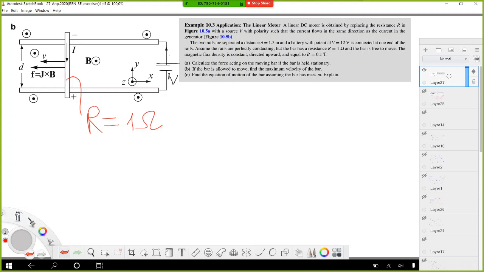Okay, the magnetic flux density is constant and directed upward and equal to 0.1 Tesla. We need to calculate the force acting on the moving bar if the bar is held stationary, and if the bar is allowed to move, find the maximum velocity of the bar. Part C we can omit because it refers more to analytical mechanics. Let's look at parts A and B.